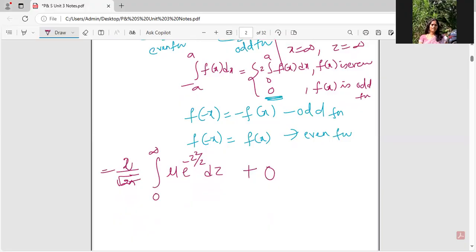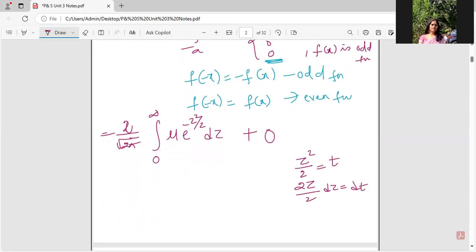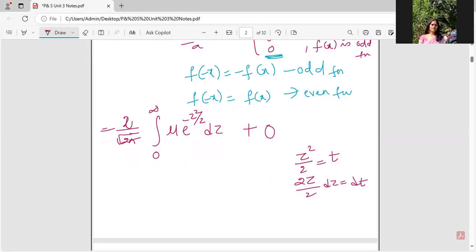Now, to evaluate this integral, again, I don't have any direct formula, so I'll go with a substitution. Z squared by 2 is equal to t. 2z by 2 dz is equal to dt is what I will have. Do I have z dz? No, I have only dz. So what's the value of dz? dt by z. What's the value of z from this? Z would be plus or minus under root of 2t. So dz is dt by under root of 2t. That's what I'll be substituting here.